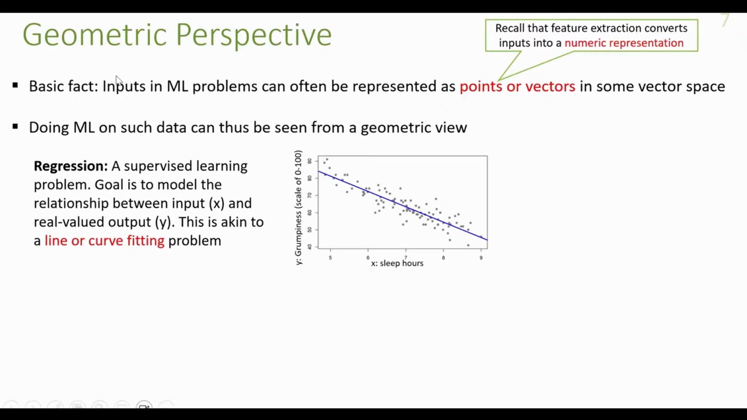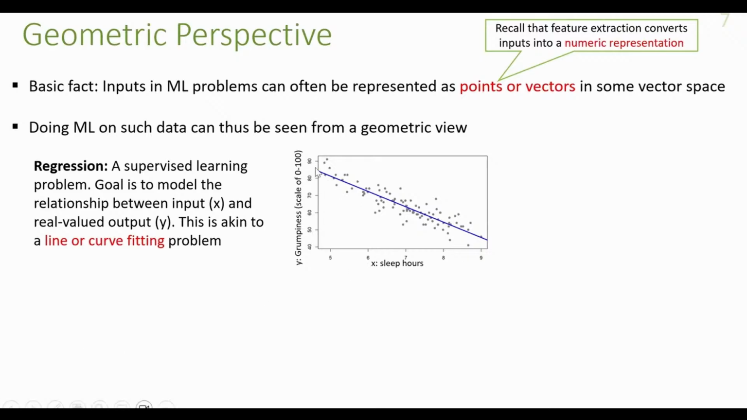So from a geometric perspective, a regression problem is nothing but finding the relationship between input and output. And here the output is a real-valued output. Whenever you are doing regression, you are establishing a relationship between input and output using some model. And from a geometric perspective, this is nothing but a curve fitting problem or line fitting problem.